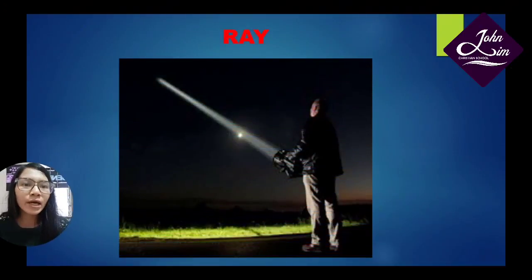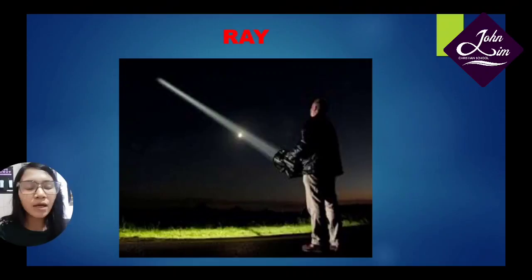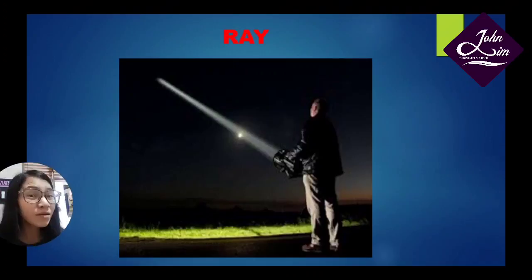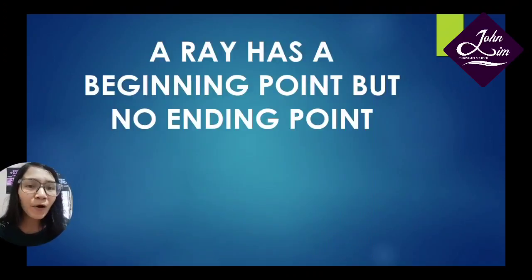What is a ray? Okay. Before we define the ray, I want you to look at this picture. This picture shows us a man who is holding a flashlight and the flashlight has been turned on. So, the flashlight is the beginning of the ray, and the light of the flashlight continues as far as you can imagine. So I think it's infinitely long, like a ray. So what is a ray? A ray has a beginning point but no ending point. It's like a flashlight and its light.